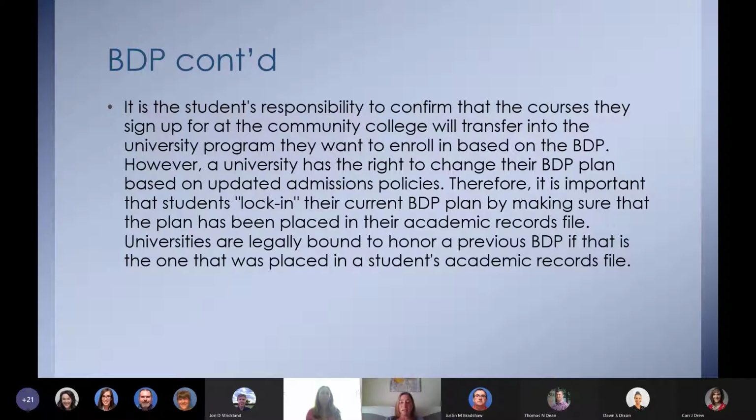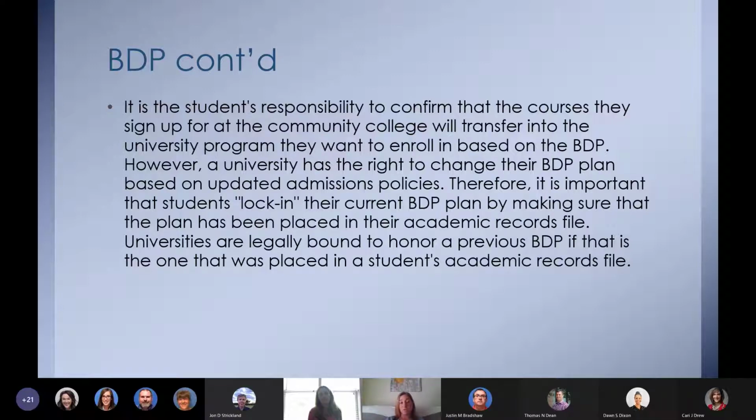What the BDP does, it locks the students in. So if the student locates their BDP, which shows all of those required courses at this moment in time from the university or the college, and they take that BDP and get it into their file at the community college, then they're locked in. If they don't have it on record at the community college, then they are not locked in. So they can't just pull it from the website and use it as a resource for what classes to take. They have to have it in their JCC file. That's what locks them in.